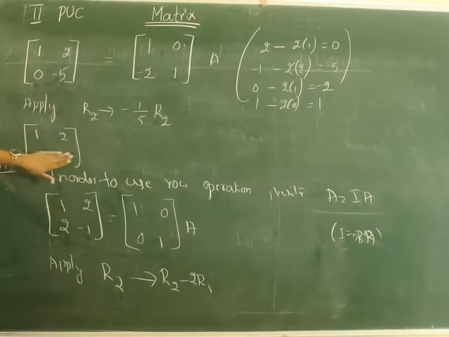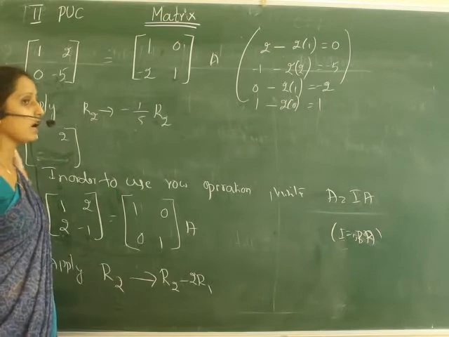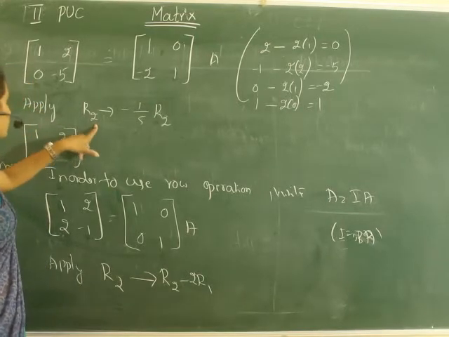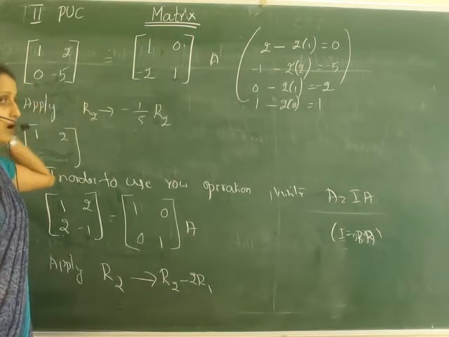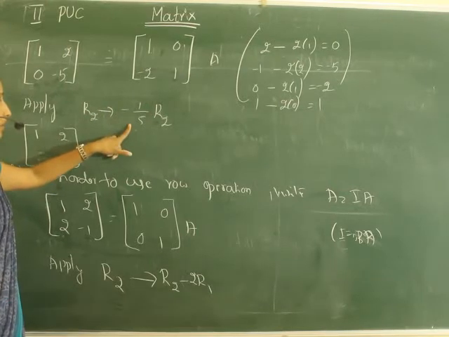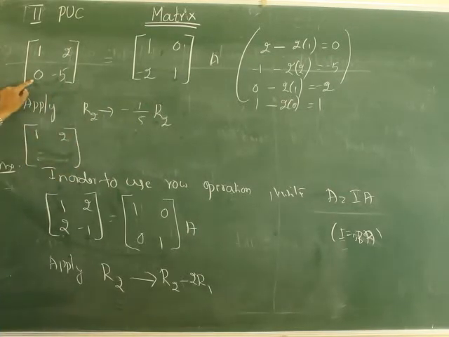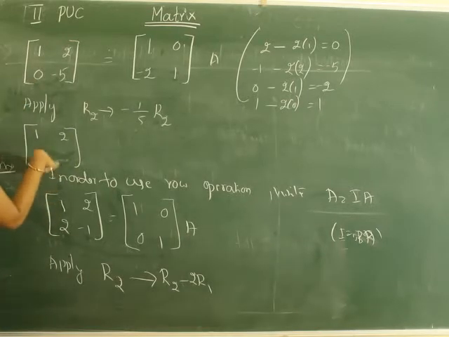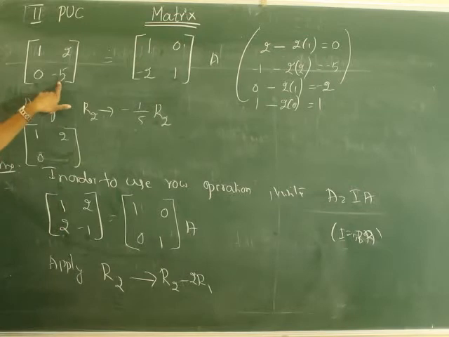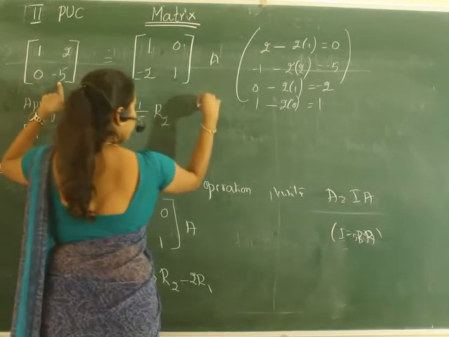First row is as it is. No need to apply any operation because I am changing only R2. So I can see R2 changes. How does it change? Minus 1 by 5 into R2. Now it is 0. This 0 is multiplied by minus 1 by 5, so we get 0 only. It won't change. Next, minus 5 into minus 1 by 5.